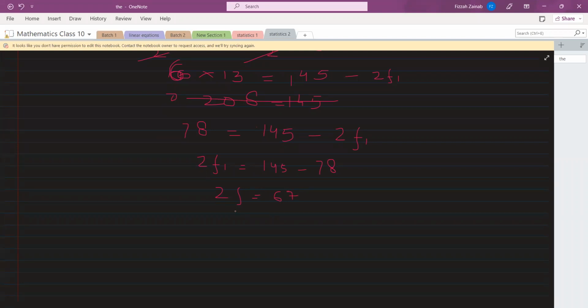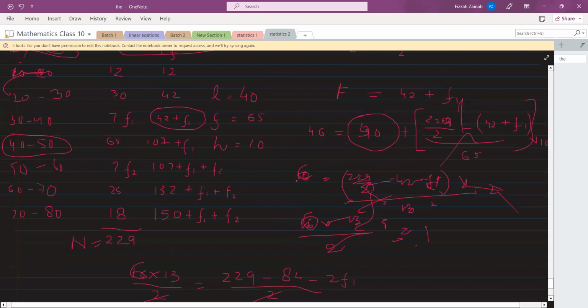So 67 by 2, which you can convert in decimal. How much is it? 33.5. So you have got your value of F1, 33.5. So one frequency you have got simply by putting everything in the formula. Now you need F2 also.